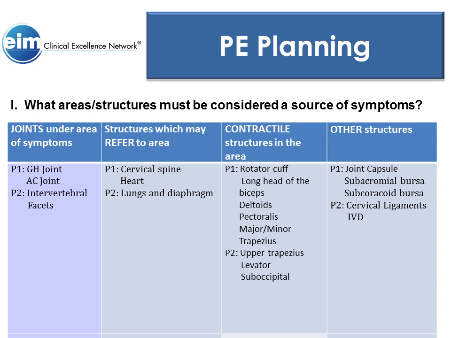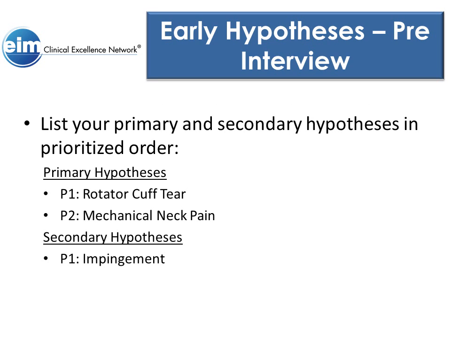Contractile tissues in the area of P1 are the 4 rotator cuff muscles, the long head of the biceps, the deltoids, the pectoralis major and minor, and the trapezius. For P2, the upper traps, the levator scapulae, and the suboccipitals. Other structures to consider for P1 would be the joint capsule, the subacromial bursa, the subcoracoid bursa, and for P2, the cervical ligaments and the intervertebral joints.